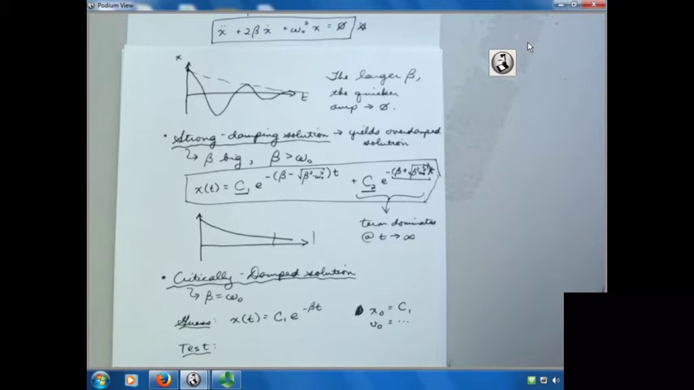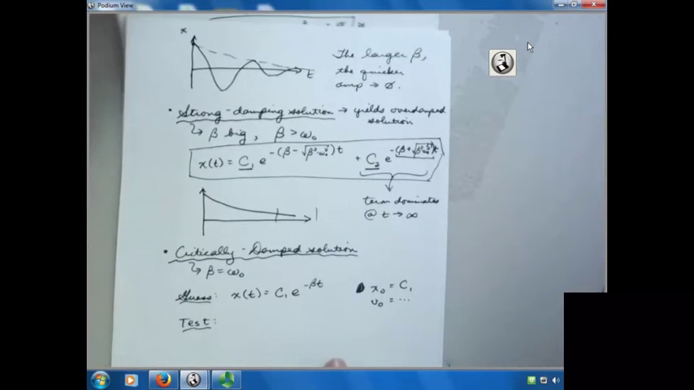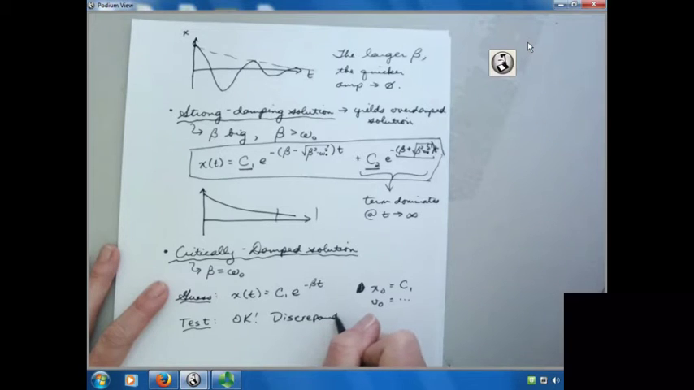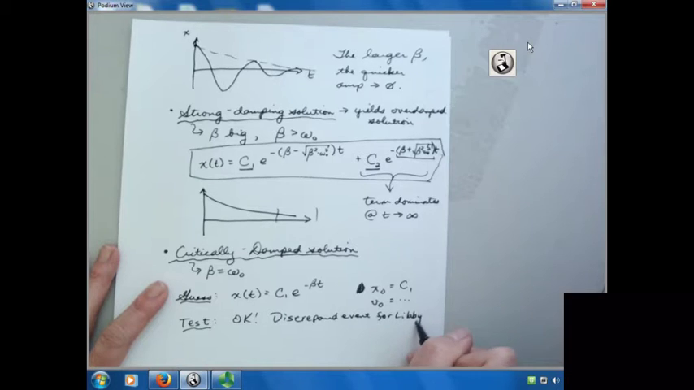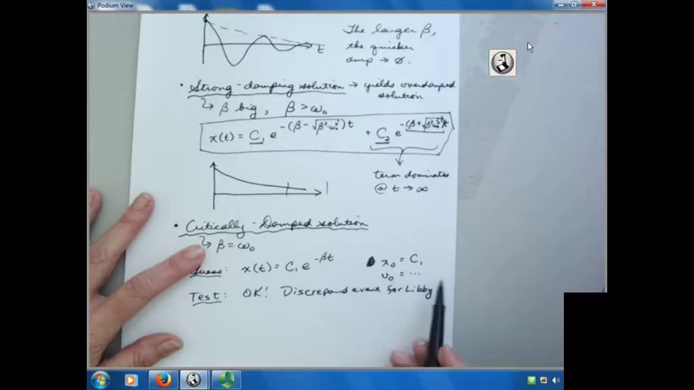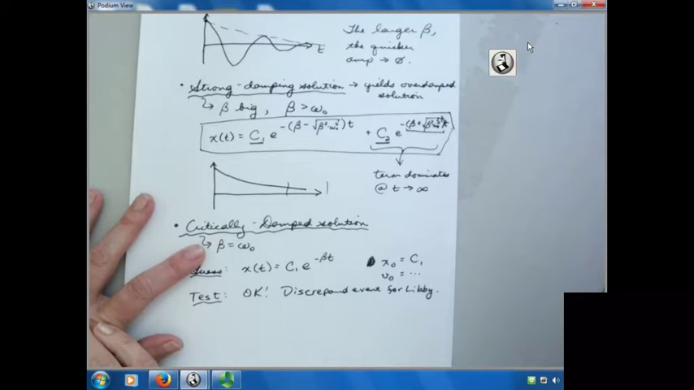It is a solution though, isn't it? Doggone it. But it can't do what we need it to do, so we need to note that there is a second solution as well. The test actually turned out okay. Discrepant event for me. So the solution actually is a solution, but it's not a physical solution because I don't have anything that I can do to fit an arbitrary initial location and initial velocity.